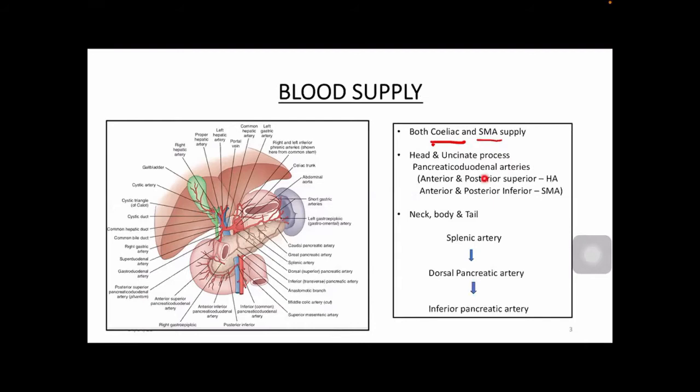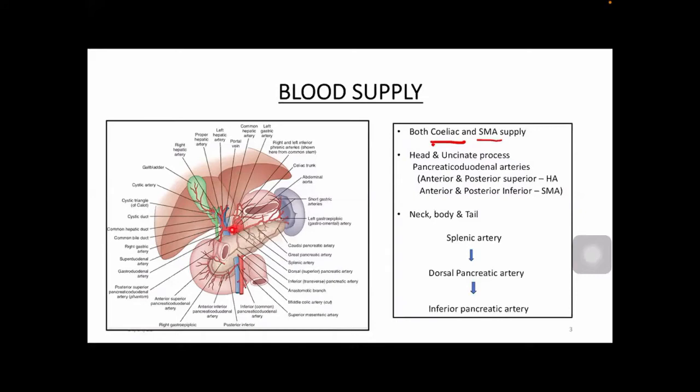What are these branches from? The anterior and posterior superior pancreaticoduodenal arteries are branches of the hepatic artery, which is in turn a branch of the celiac axis, whereas the anterior and posterior inferior pancreaticoduodenal arteries are branches of the SMA. This is what you can see in the figure. This is the celiac axis, and you can see the 3 main branches: the left gastric, the splenic artery, and the hepatic artery.